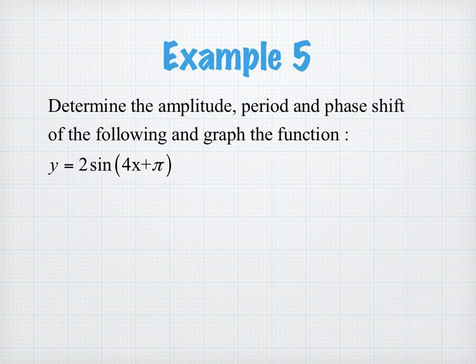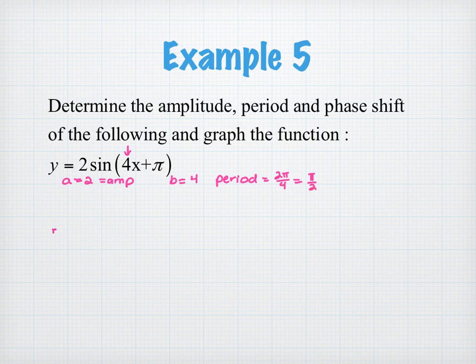Example 5 says, determine the amplitude, the period, and now phase shift of the following, and then graph the function. So we start the exact same way as we did before. We identify A, which is 2, and again, that's our amplitude. The B is still what's in between the sine curve and the x, which is now 4. So the period is 2 pi over 4, or pi over 2.